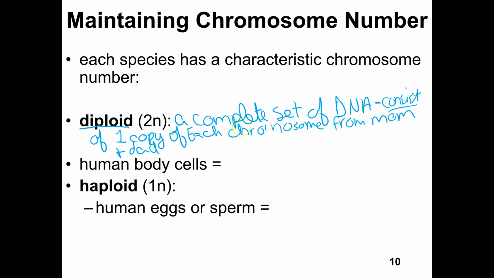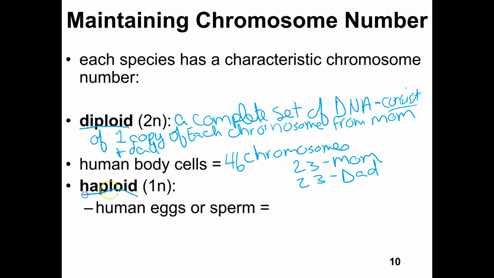So we get a complete number of chromosomes. 1/2 comes from mom, 1/2 comes from dad. So for a human, we have a diploid number of 46 chromosomes. 23 came from mom and 23 came from dad.